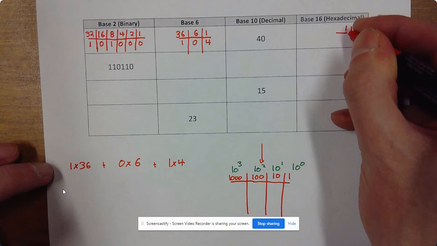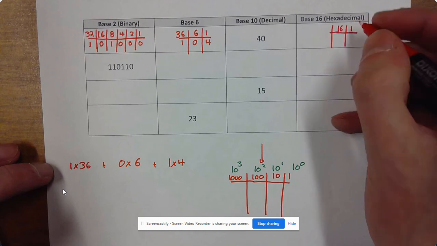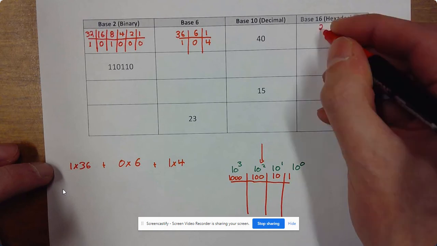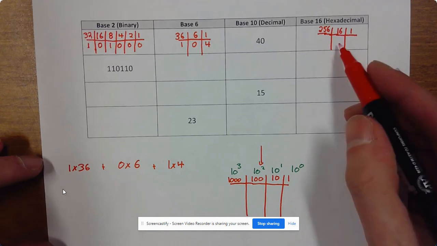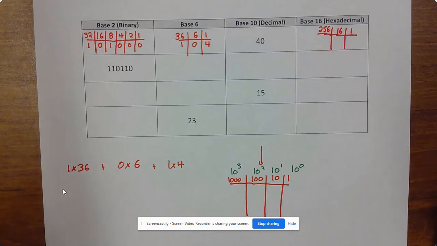So I can write my powers of 16. So 16 to the 0 is still 1. I still have a 1s column. 16 to the 1 is my 16s column, and then 16 squared is 256. Now, in base 16, because I can put the numbers 0 to 15 in each column, I need more symbols. So once I get past 9, I'm going to start using letters A, B, C, D, E, F to represent 10 through 15. And we'll see if we need that.